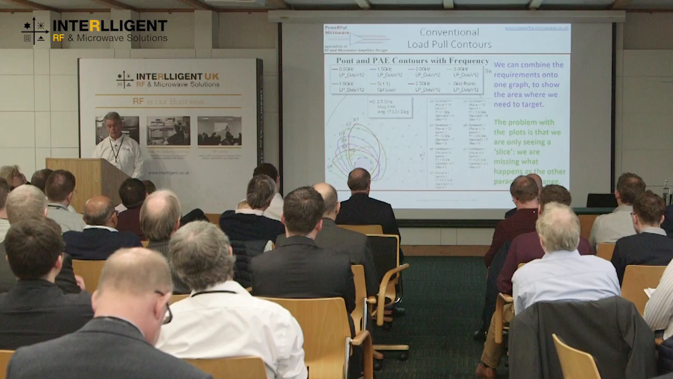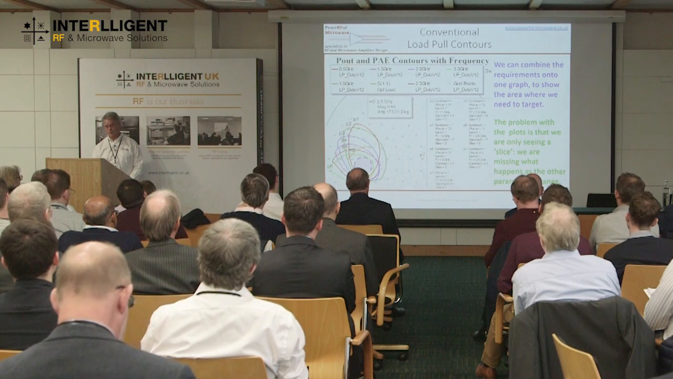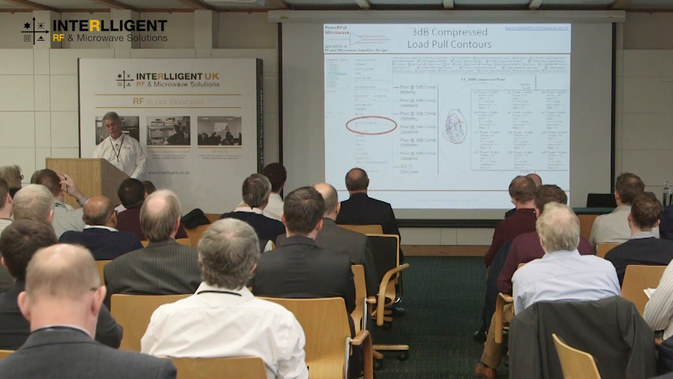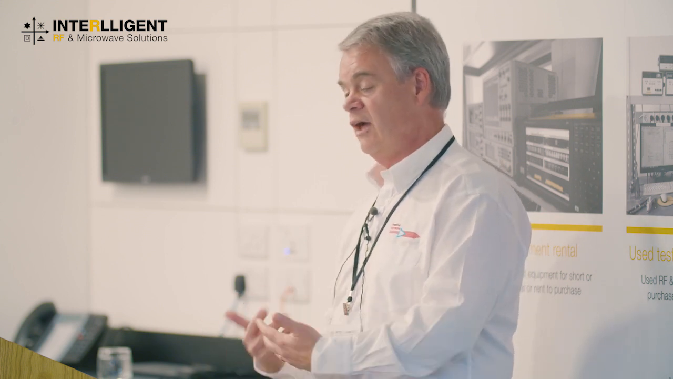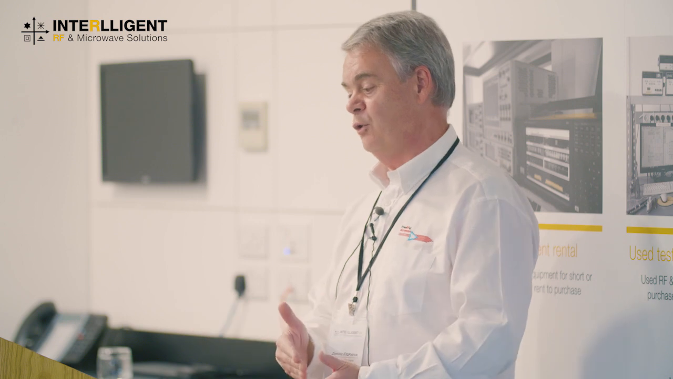But again, we still need to look at what are the effects of other parameters. We're only seeing a slice, if you like, of how this performance is being affected. So another option we can do is look at the load pull contours when the device is 3 dB compressed. So we're plotting power contours of about 40, at 500 megahertz it's 43 and 44 dBm. At the other frequencies it's 44 and 45 dBm. That's these contours here. But this is with the input power automatically adjusted so that the device is 3 dB compressed. So we're looking at where the saturated peak powers are. And the saturated peak powers are different to the fixed input peak powers.